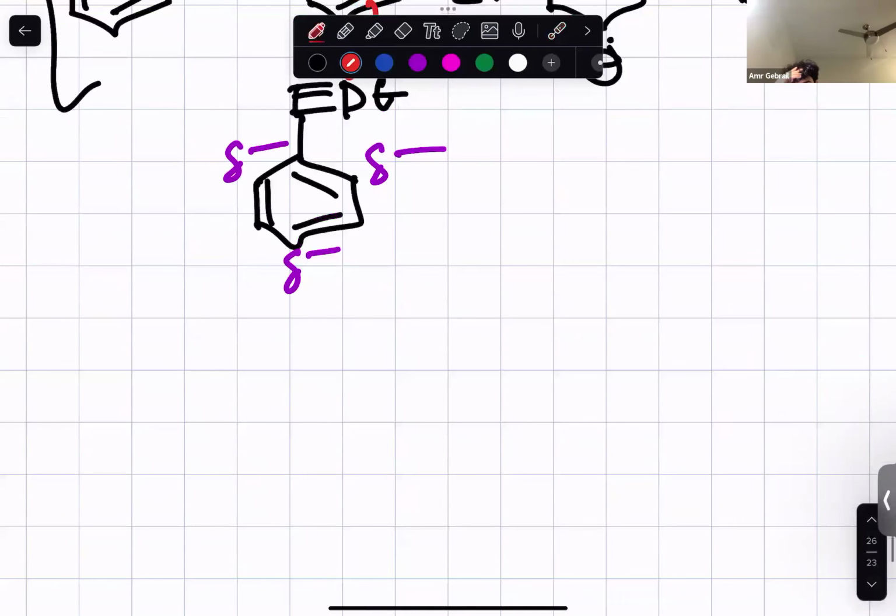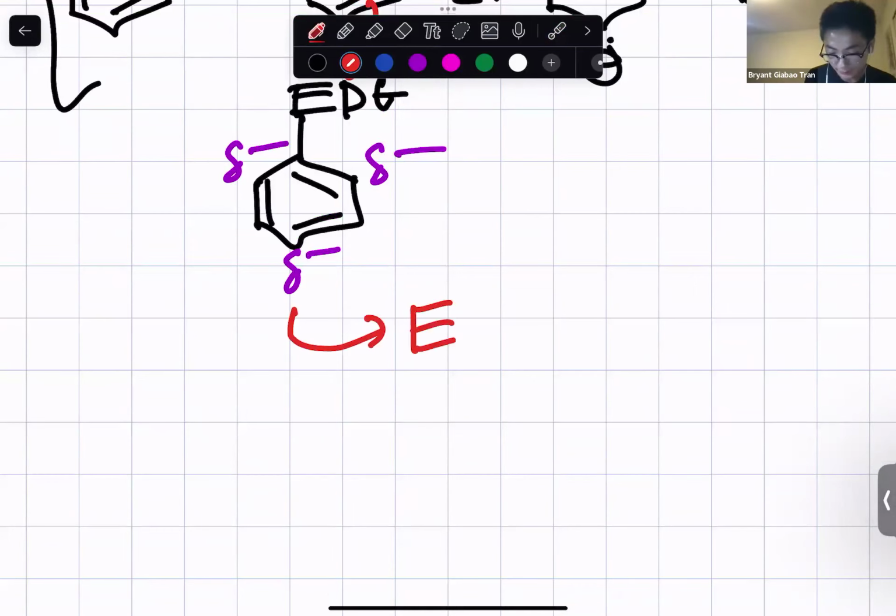There are relative strengths of EDGs and EWGs as well, but we'll go over that next time.